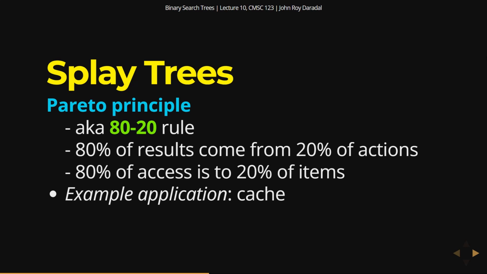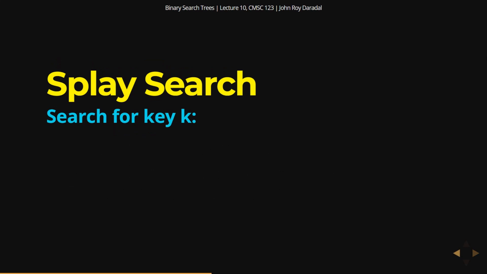So if you're familiar with caching, it's saving the recently accessed page, like the cache in the browser, so that if you access it again, you don't have to reload it, but you can just access it from the cache, right? So if it's a frequently accessed item, it makes sense to put it at the front so that it's easier to access it again. Okay, so that's the concept of splay trees. Okay, so let's see how to do search, insert, and delete.